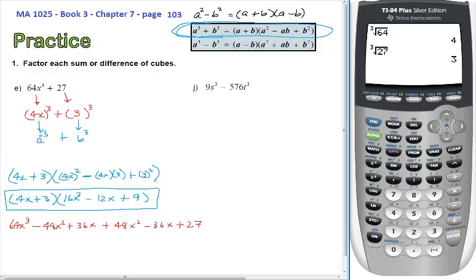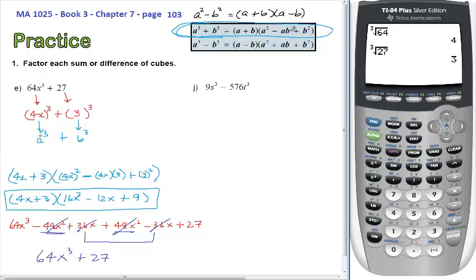Now what do you notice happens? Look, the 48s cancel. Plus 36 minus 36 also cancels, and you're left with what? 64x cubed plus 27, which is what we started with. So you can check these by multiplying, but if you follow the correct pattern and follow A and B, you will get the right answer each time.